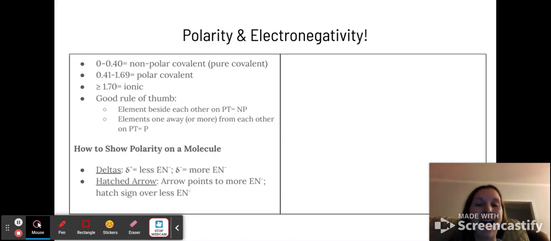Another way to do this is a hatched arrow. So the arrow itself points towards the more electronegative atom, but then you put a little hatch sign over the less electronegative atom that makes it almost look like a plus sign.